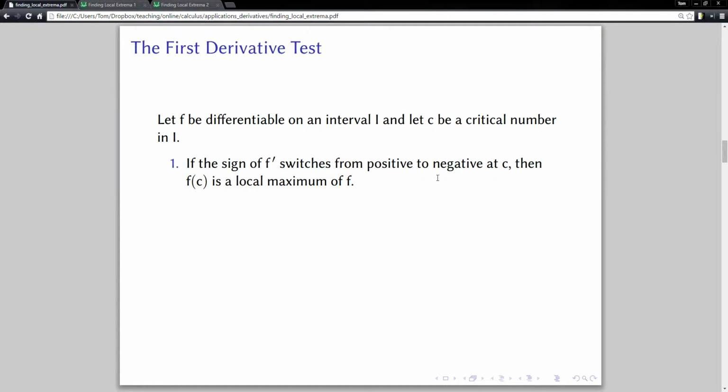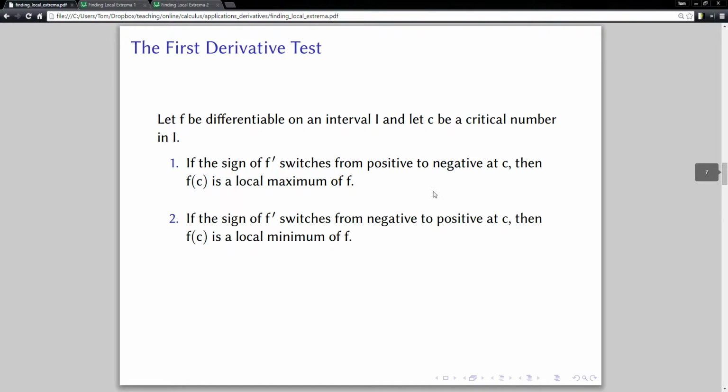All right, and a similar situation when we go from negative to positive. If the derivative is negative to the left of the critical number, and then positive to the right, that means that the original function was decreasing, going down, and then going up. So that must mean that there is a local minimum at the critical number.